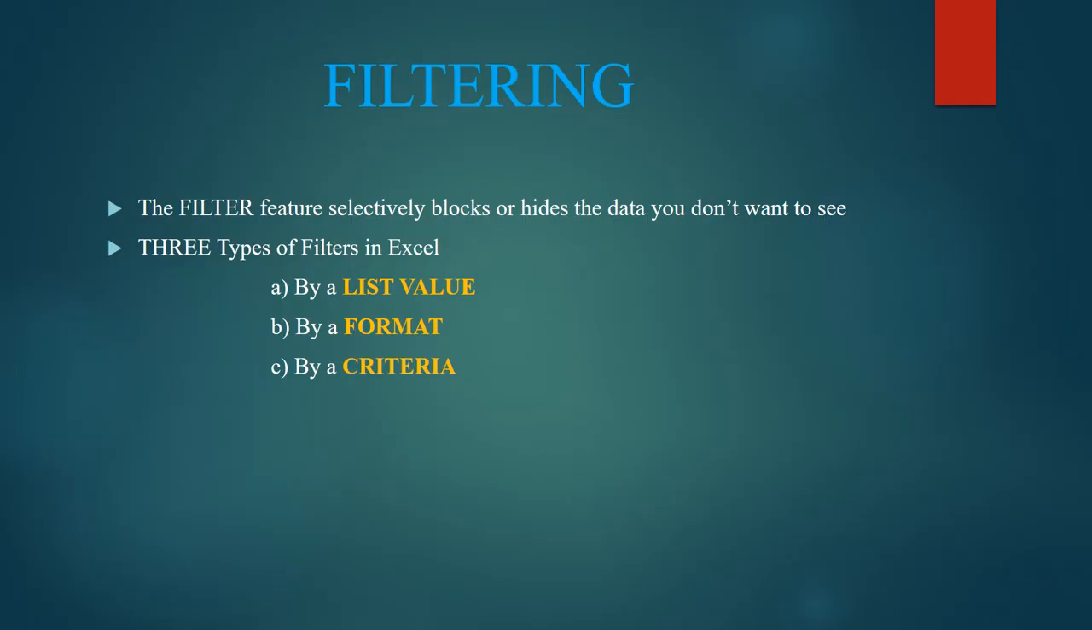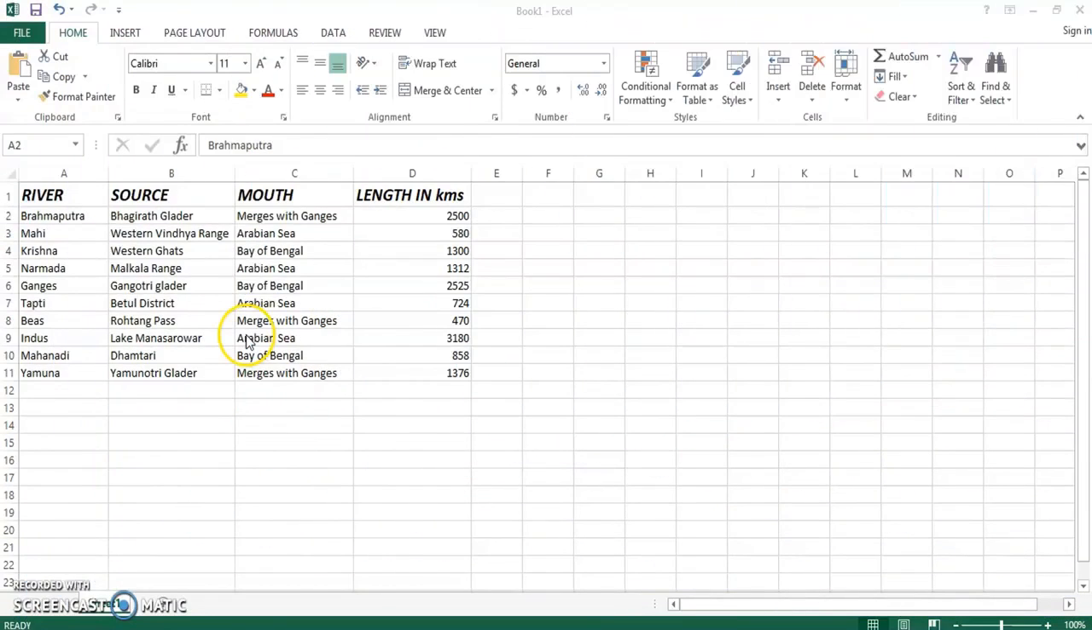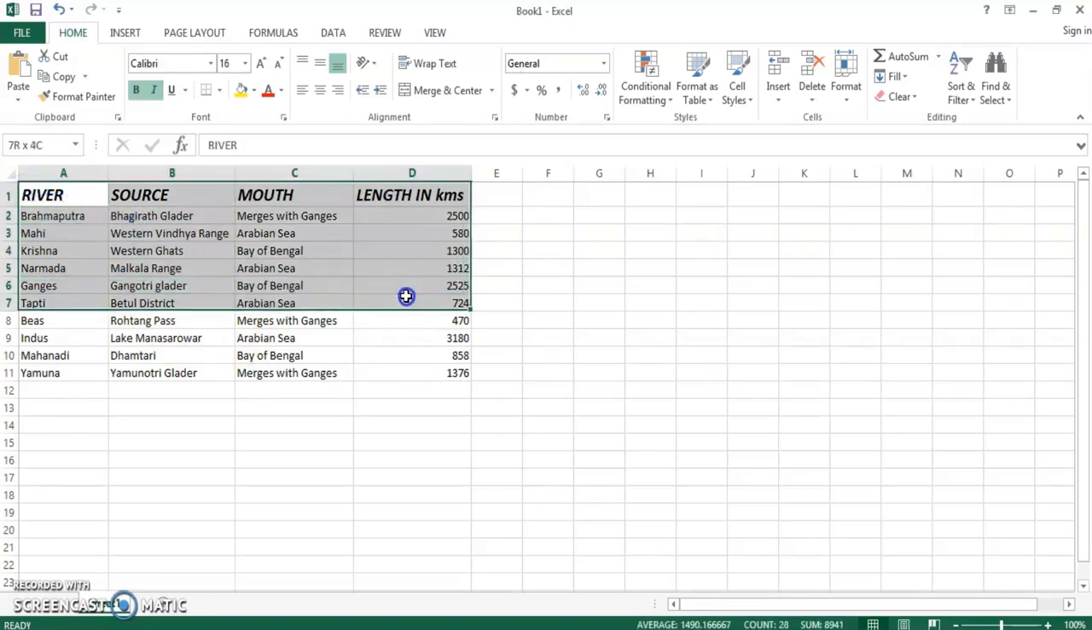Let's see an example of how to do the filtering. First, you have to enter the data as shown in the window. Can you see? First you have to enter some data. After that, you have to select all the cells from A1 to D1. A1 to D1, you have to select it.